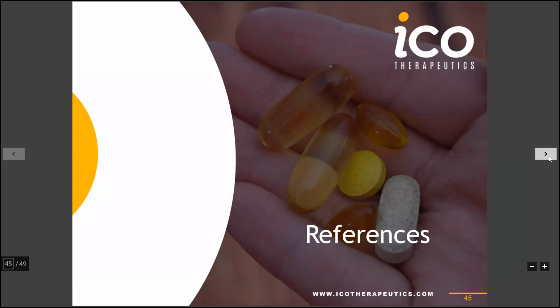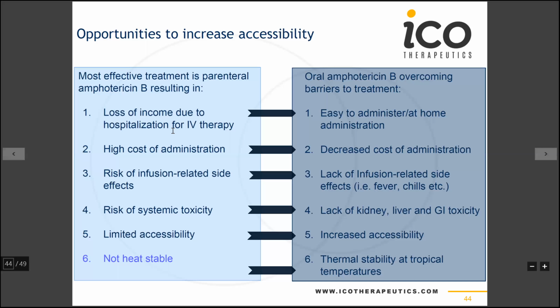And so these are just the references at the end. But I think at the very end, we've got something that we're very excited about. And we're looking forward to doing phase 2 clinical trials in the upcoming year.